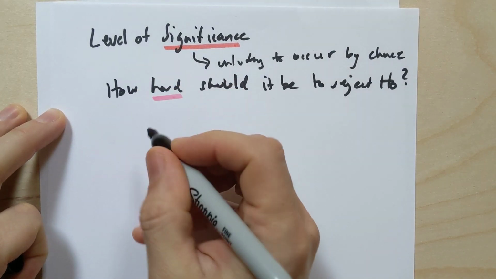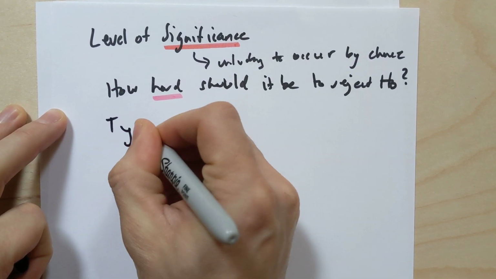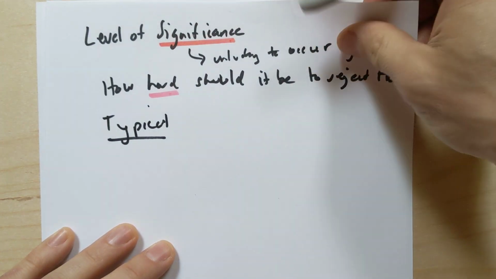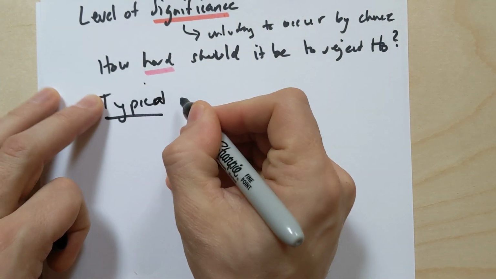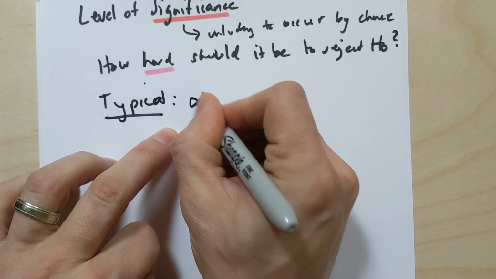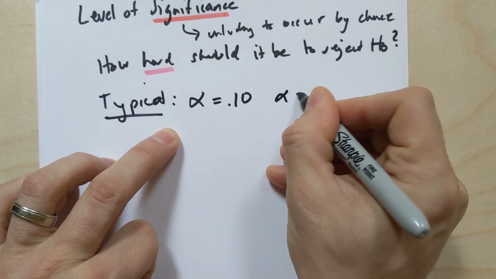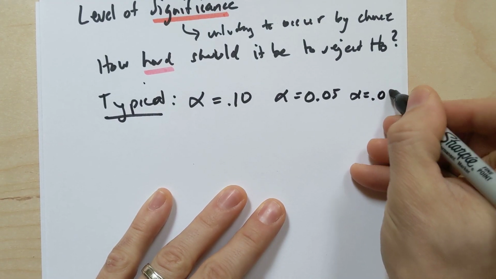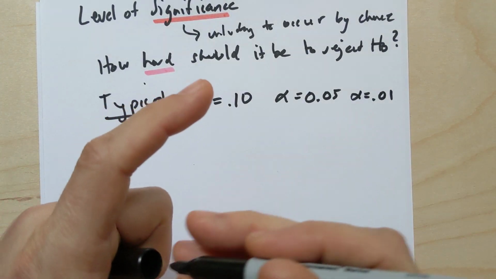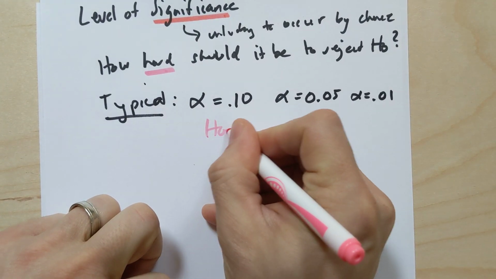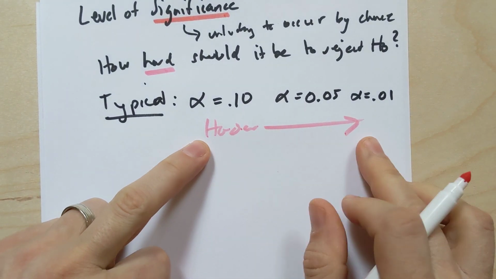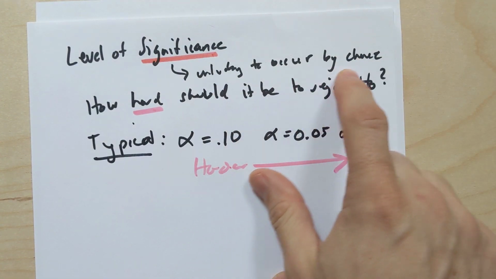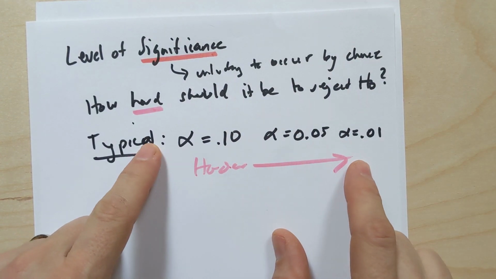Now, when we look at levels of significance, there's usually three typical levels, right? Of course, you could do practically anything. There's reasons that you could do crazy stuff. But what we see, at least in AP Stat, is three typical levels. We usually have alpha equals 0.1, alpha equals 0.05, or alpha equals 0.01, right? And of course, with each of these, it's getting harder and harder to reject a null hypothesis, because to be considered significant, to be considered unlikely to happen by chance, we require a lower and lower probability, right?